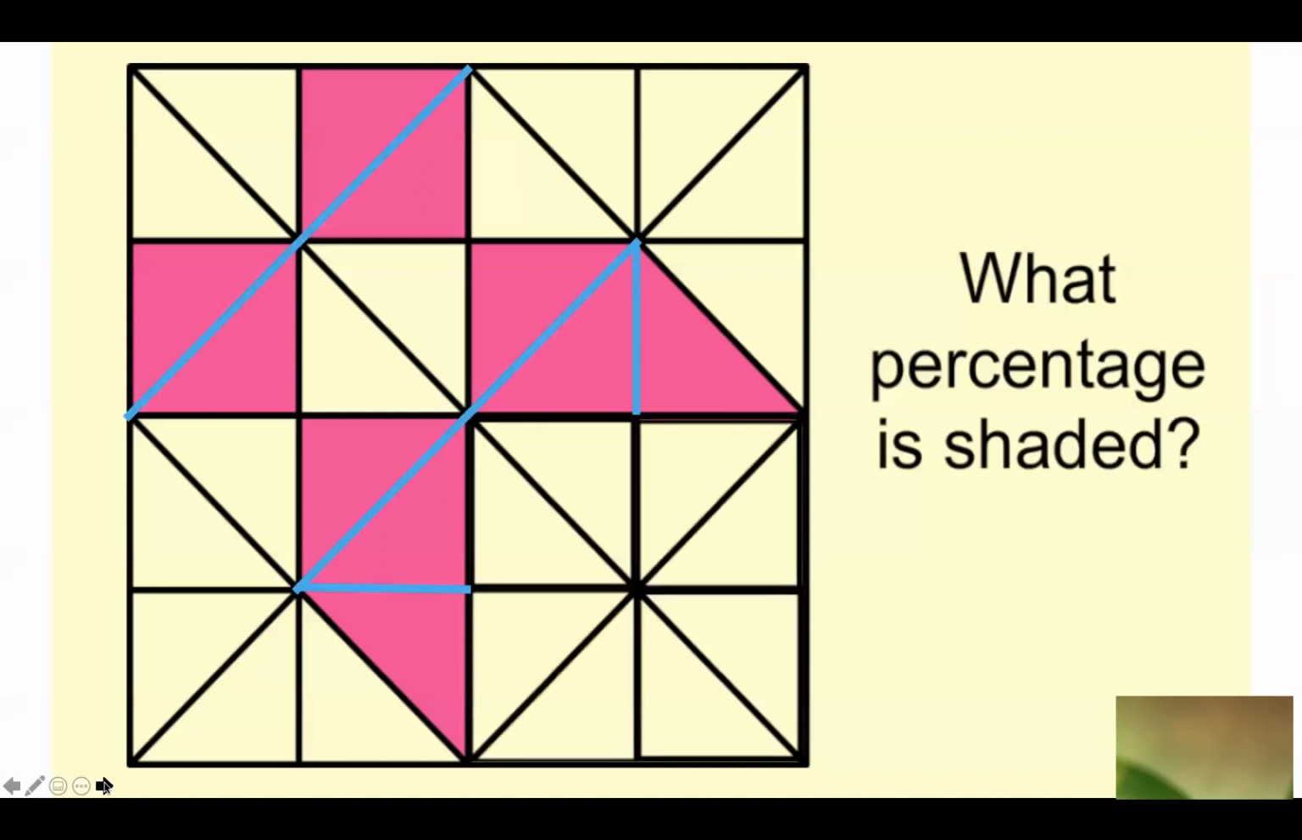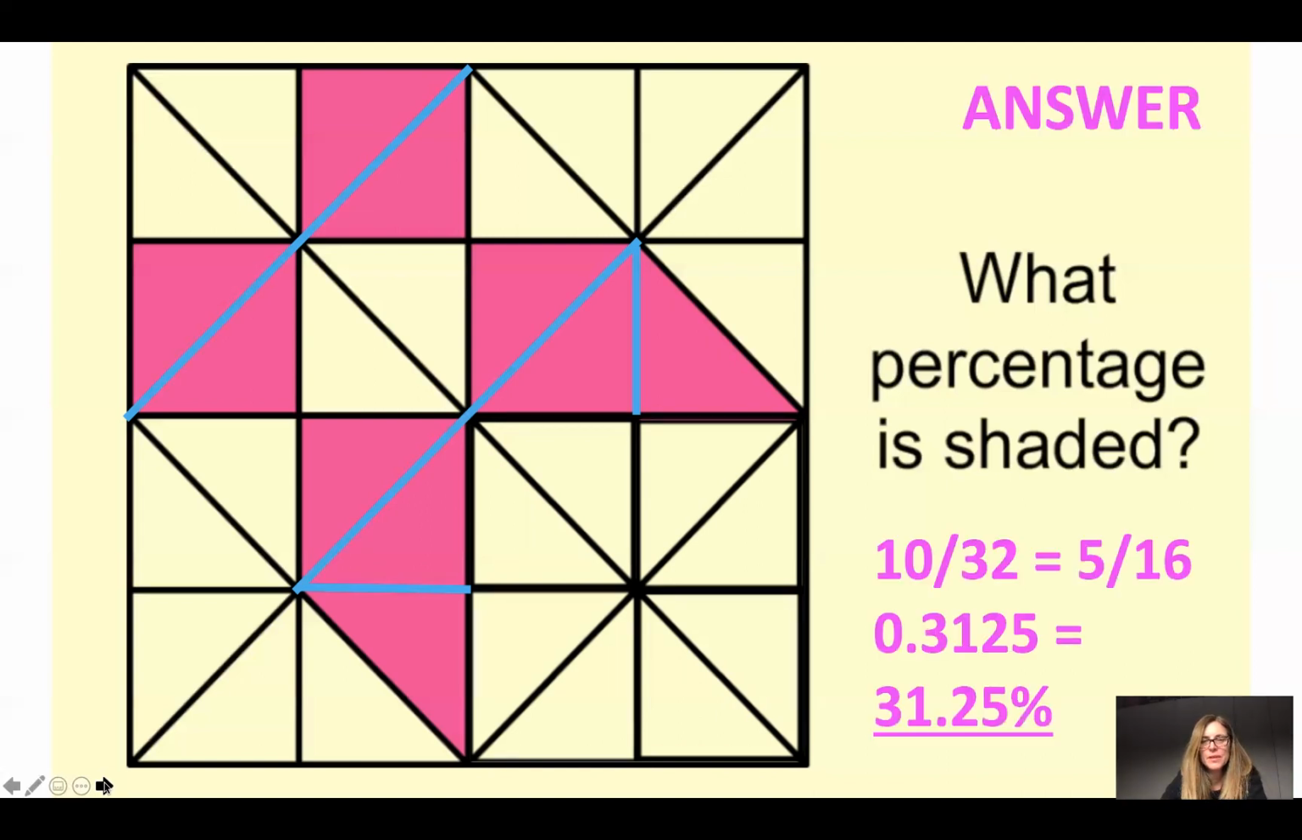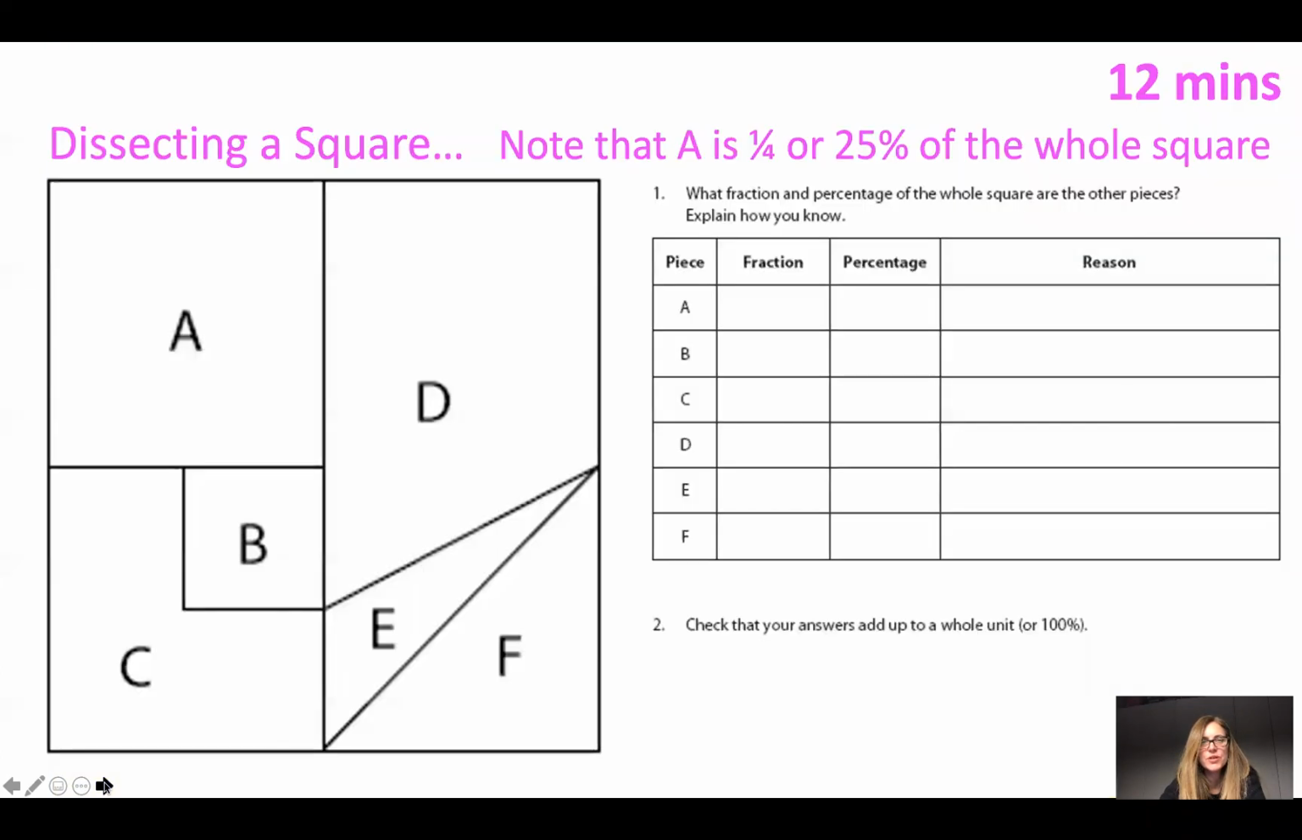Your time's up. I'm wondering if that might help you. If you need a little bit more time, please do pause it. I'm going to put the answer up now. So this time we have 10 triangles out of 32 shaded, which we can simplify down to 5/16. And as a percentage, 5 divided by 16 gives us 0.3125, which we then multiply by 100 to convert it into a percentage of 31.25%. I hope you've enjoyed those.